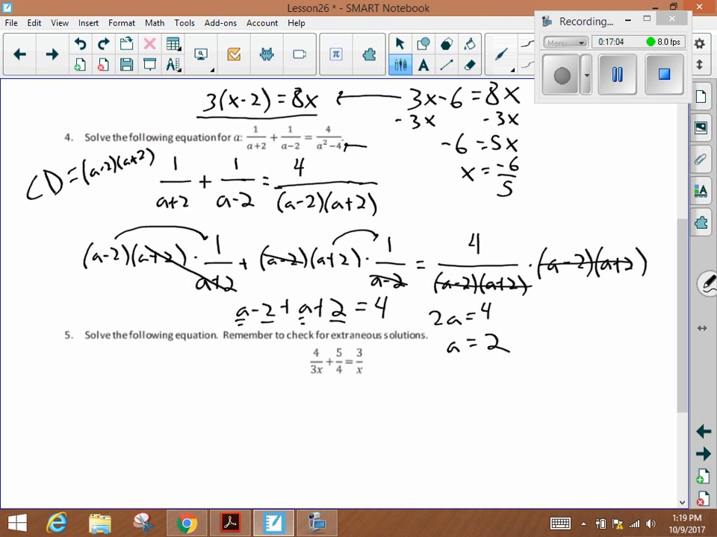But I've got to be a wee bit careful. Because this is my answer, but there's a chance that it doesn't work. And if it doesn't work in one of my equations, then it's what we call extraneous. I'm going to write that down because my accent's real bad. So I would call it extraneous.